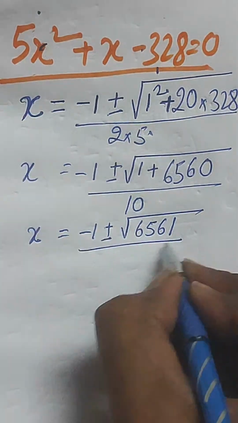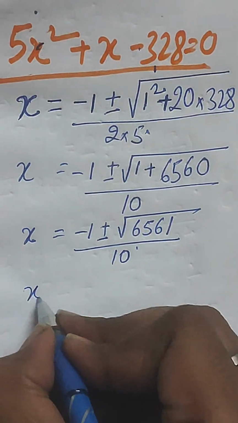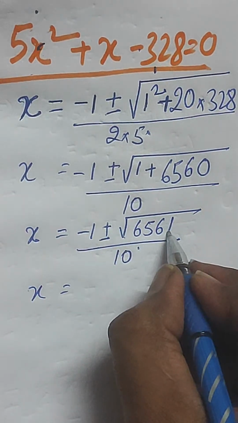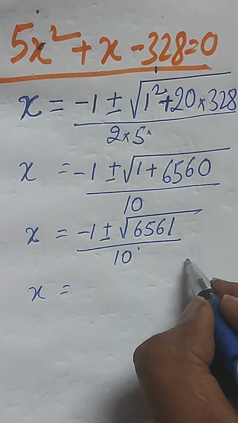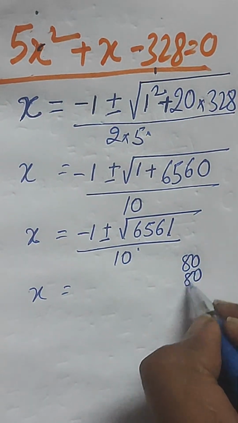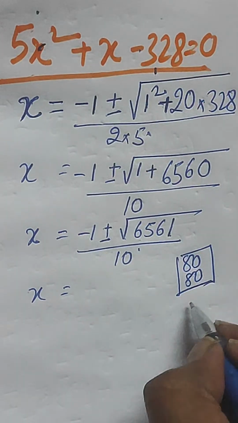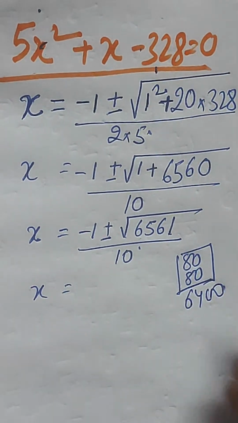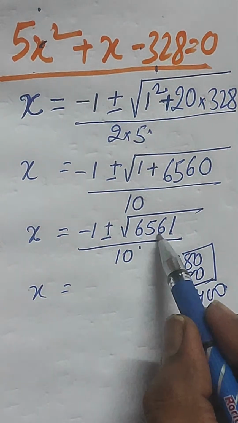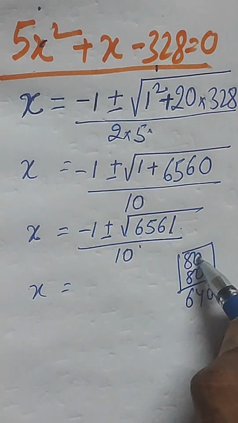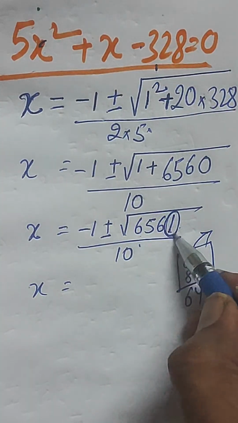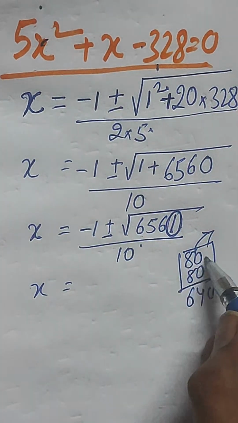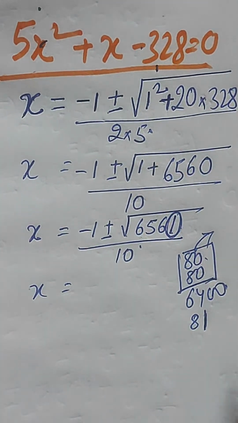6561 divided by 10. So what is the root of 6561? We need to calculate it. Okay, 80 into 80, you can simply see 80 into 80 is 6400, right? So here it's 6561. So above 80, what will be the number whose square on the unit digit we are getting as 1? It can be 81, right?